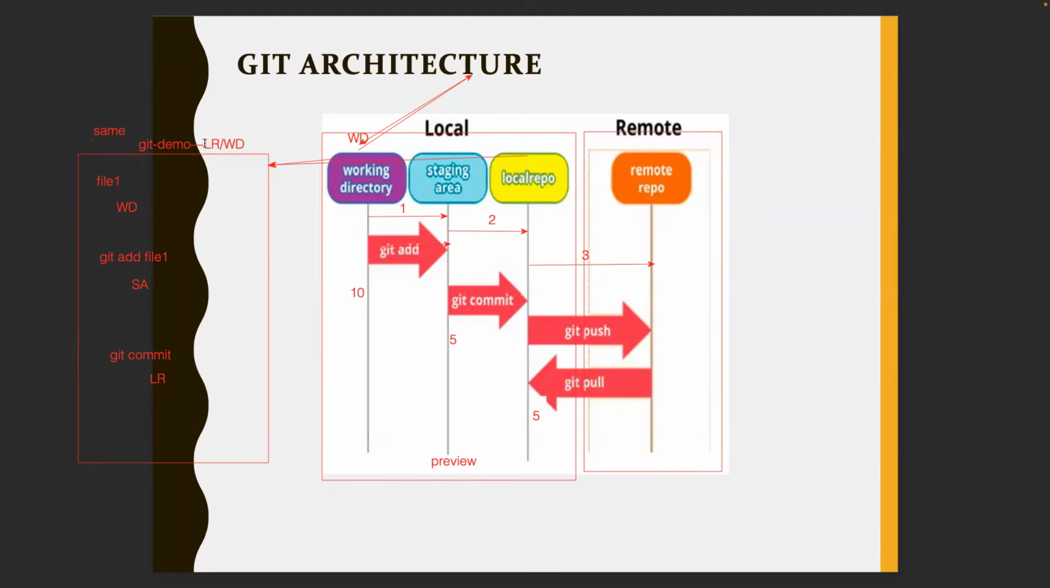Got it now? It's the same folder. Git demo is a local repository. Git demo is a working directory. Physically the same folder, logically they are different. Is that making sense? How physically it's the same and logically different?